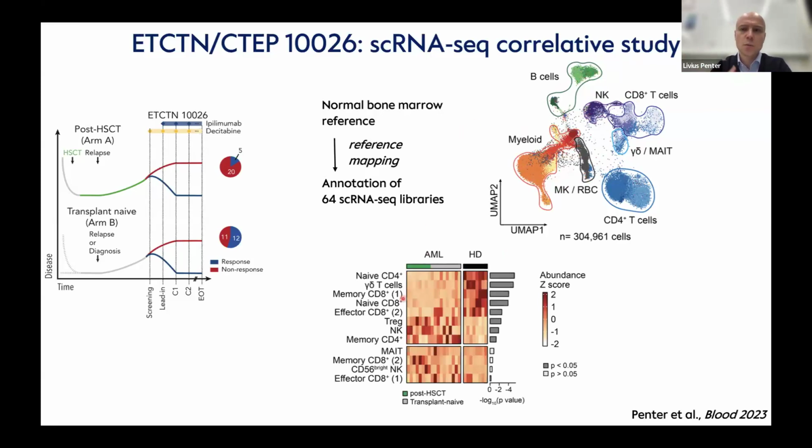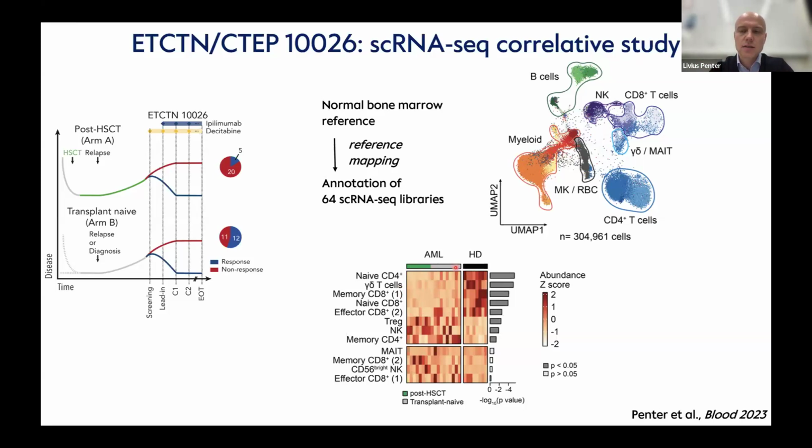And we first looked into immune cells, and we saw very clear differences between AML and healthy donors. And we also saw differences between post-transplant and transplant-naive patients. So that was very interesting. And then we wondered whether the T cells would associate with response.